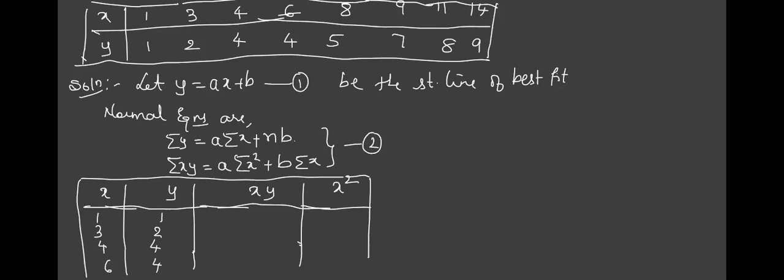Now, xy means what? Multiply corresponding x and y values. 1 into 1, how much? 1. 3 2s are 4 4s are 6 4s are. No one is answering. Very busy, I guess. Okay, x square. Take this x value and just square it. 1 square, 3 square, 4 square, 6 square. Like this, complete the table.